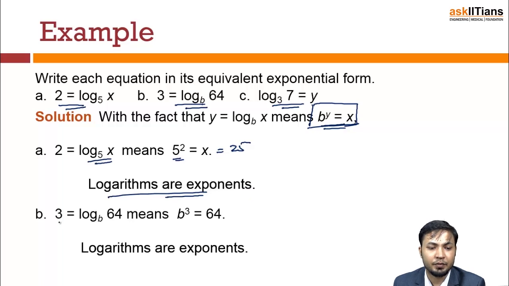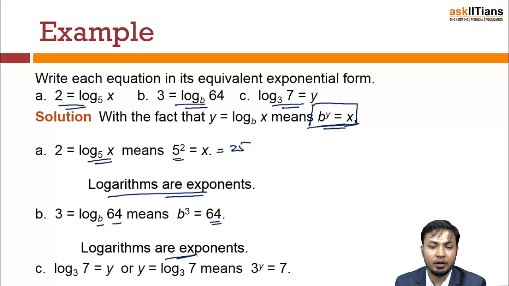Next, it comes as 3 is equal to log base b of 64, which gives me b to the power 3 is equal to 64. Again, we understand that logarithms are exponents. Similarly, log base 3 of 7 gives me 3 to the power y is equal to 7. Alright, so this is the basic conversion from logarithm to an exponent or vice versa.